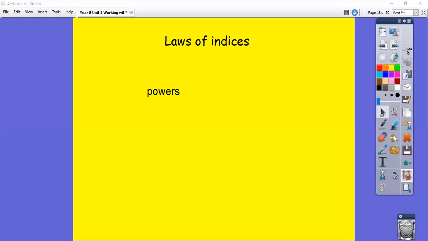Now, when we have zero indices, numbers raised to the power of 0, which sounds a bit odd, but it actually works. If I've got 6 to the power of 4 divided by 6 to the power of 4, that is 1. Now, if you look at the second index law, when we're dividing, we subtract the powers. 4 take away 4 gives us 0, which is 6 to the power of 0. But interestingly, anything to the power of 0 is 1.